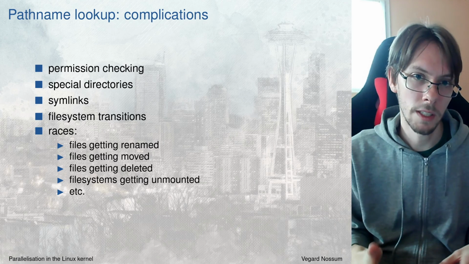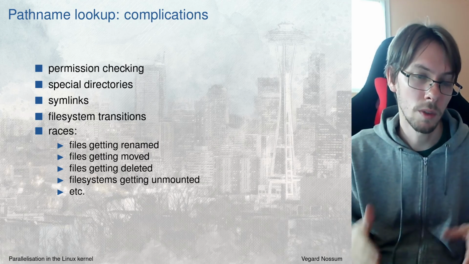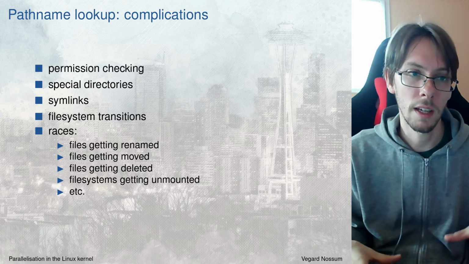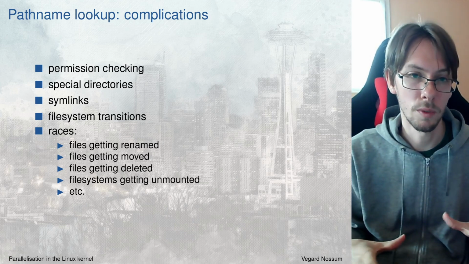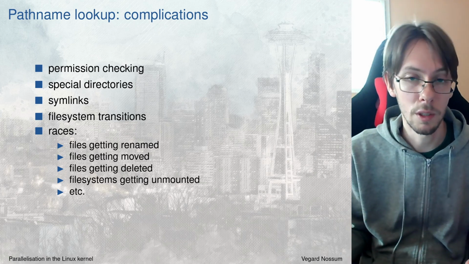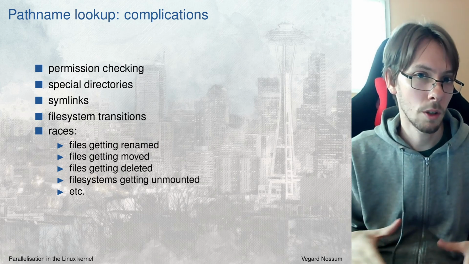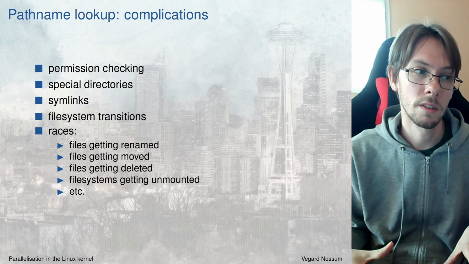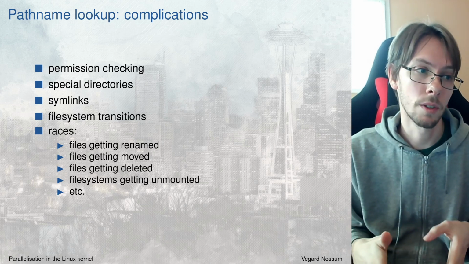And so the bottom line here is that there are a lot of different data structures involved. We need to be very careful about how we access things and make sure that we get a consistent view of the file system, and also that we don't accidentally follow a stale pointer and crash or something. So you can hopefully see where I'm going with this. We want path name lookups to be fast, but also correct.